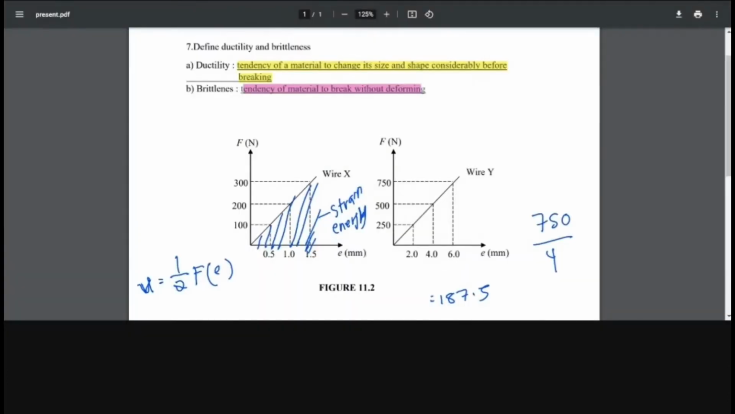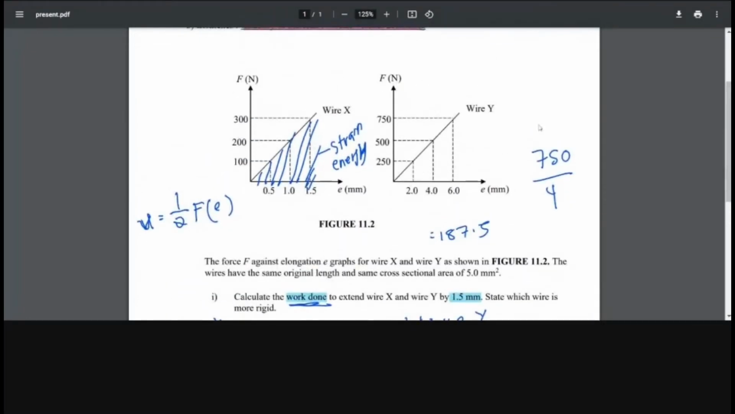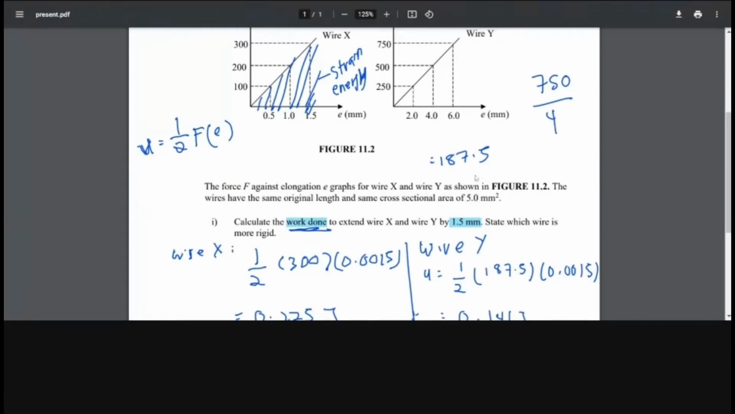Okay, first question adalah define ductility and brittleness. Ductility, tendency of a material to change its size and shape considerably before breaking. Okay. For brittleness, tendency of material to break without deforming. Okay, very good. Okay, and then untuk gambar ni, dia untuk the second question.